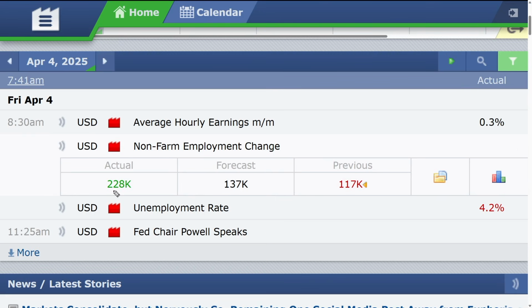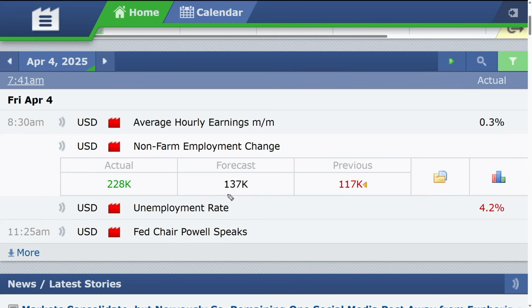So the way we would read this report is that the actual data came in at 228,000 jobs added in the month of March. And that number is compared to the forecasted value of 137,000 jobs. Well, where did this number come from? Well, economists and the analyst community put together their best forecasts based on mathematics, calculations, estimates, all sorts of things to try and predict what this jobs data point is going to come out and finalize as.